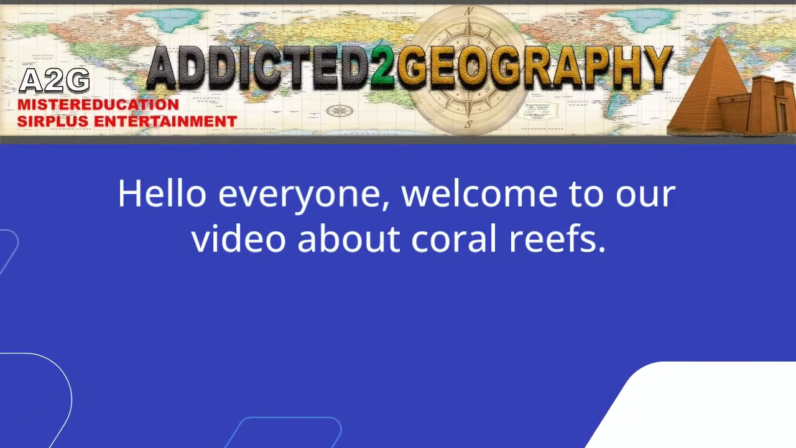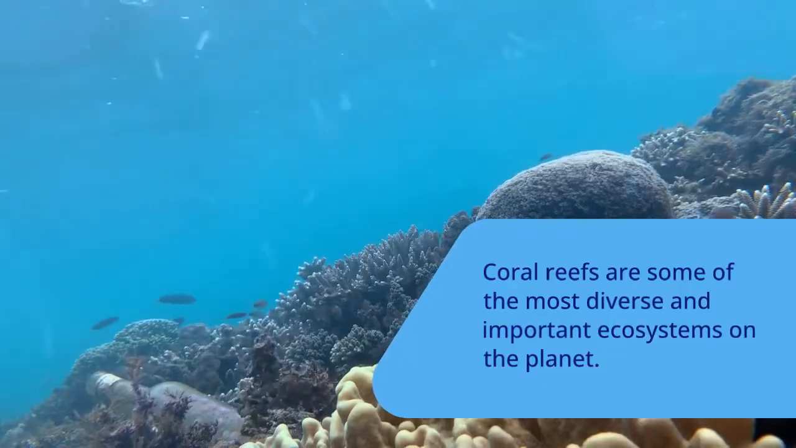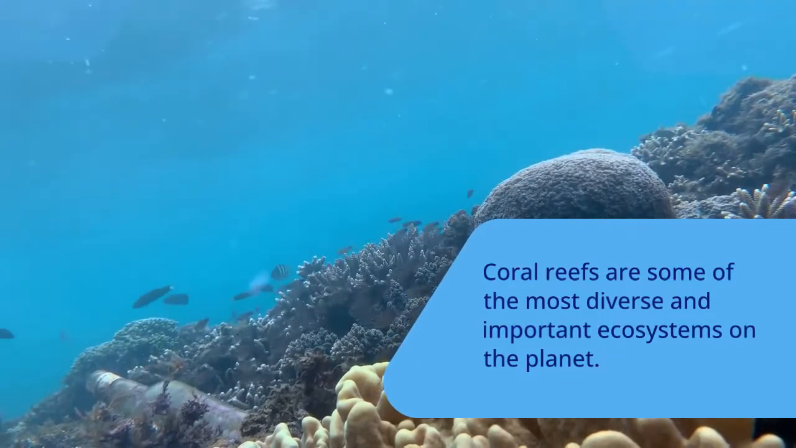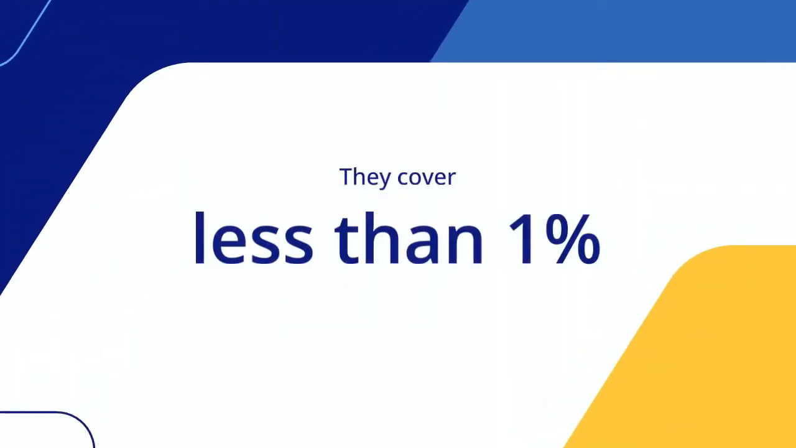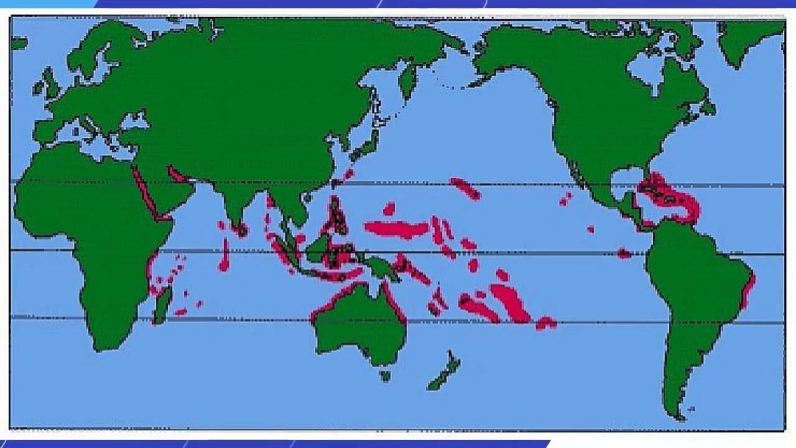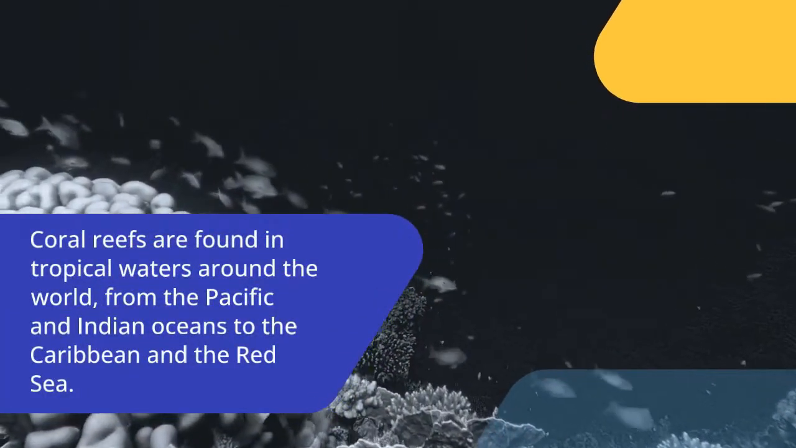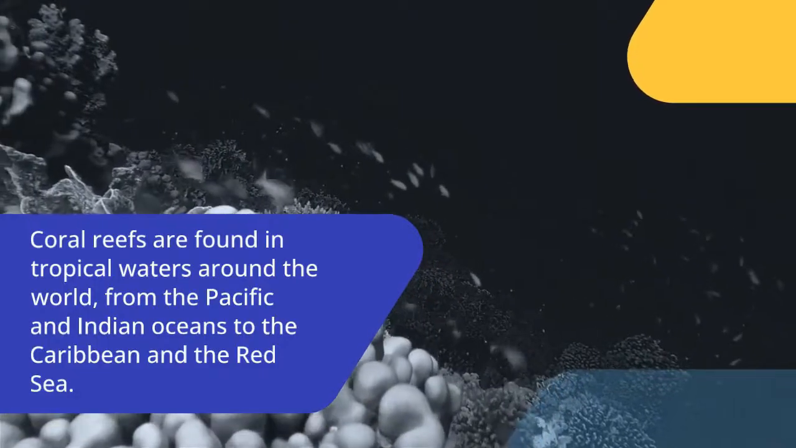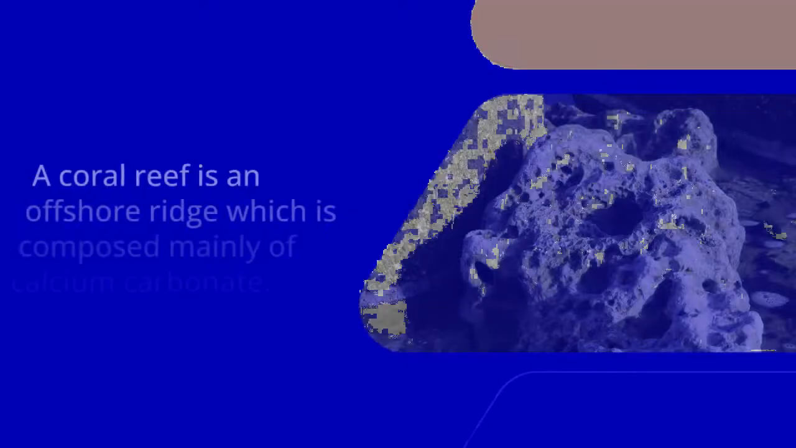Mr. Hardy is here. Today's video we're going to learn about coral reefs. Now, coral reefs are some of the most diverse and important ecosystems on the planet. They cover less than 1% of the ocean floor, but are home to over 25% of all marine life. Coral reefs are found in tropical waters around the world, from the Pacific and Indian Oceans to the Caribbean and even the Red Sea. A coral reef is an offshore ridge which is composed mainly of calcium carbonate.